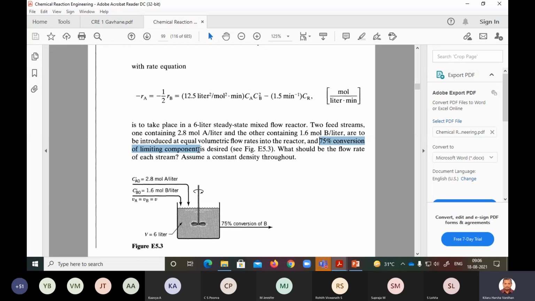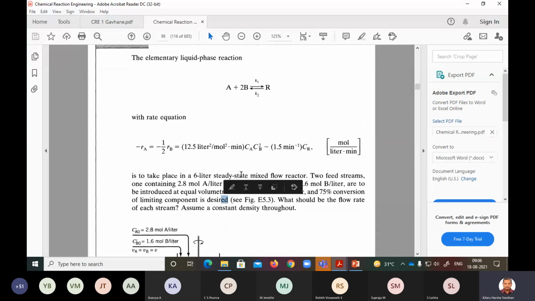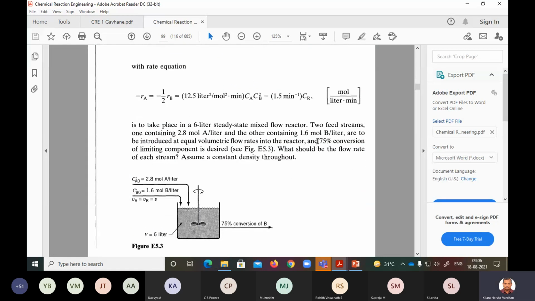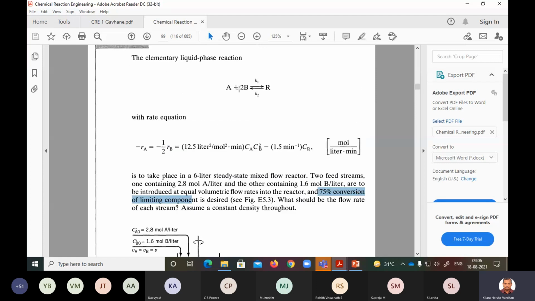75% conversion of the limiting component is desired. What is the limiting component? In this reaction, A and B, one of them may be the limiting reactant, whereas the other reactant can be in excess. So he's asking for 75% conversion of the limiting component. Generally, in any reaction, your conversion will be based on the limiting component, not the excess component, right? How much of the limiting component is converted.